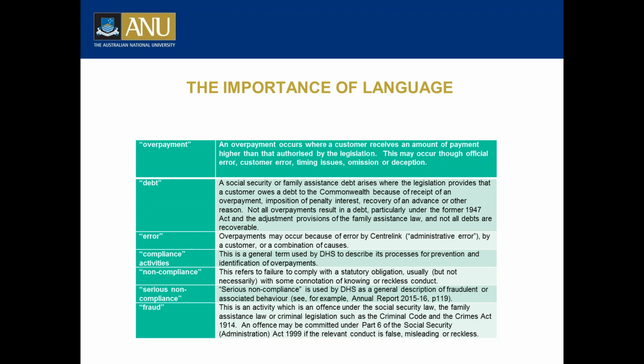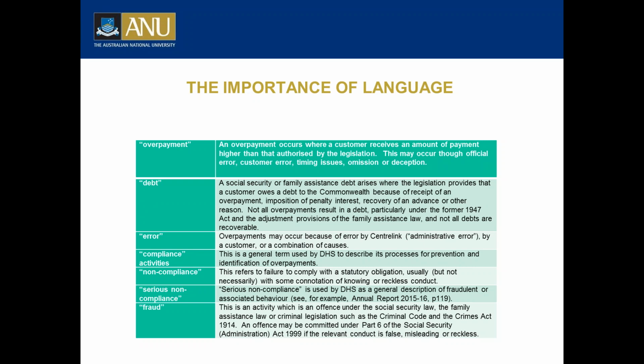Now, another term that's used is serious non-compliance. That's definitely got a connotation to it, and I think DHS uses that term, serious non-compliance, as a sort of general descriptor of fraudulent behaviour or behaviour which is bordering on fraud. And then finally, fraud. That's an activity which is an offence under the Social Security law, the Family Assistance law, or criminal legislation. So fraud, in my opinion, should only be used where there is an offence or an alleged offence. Unfortunately, the word fraud is so widely used, particularly by ministers in the current government, to talk essentially about overpayments rather than deliberate fraudulent activity.